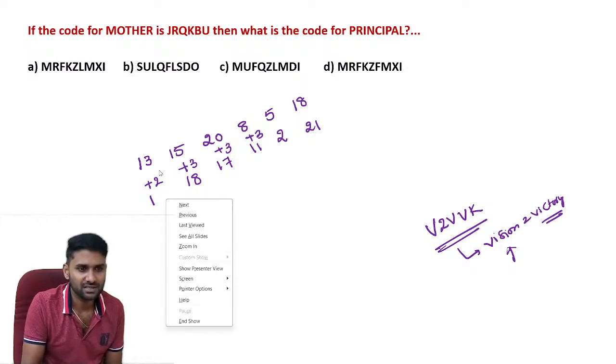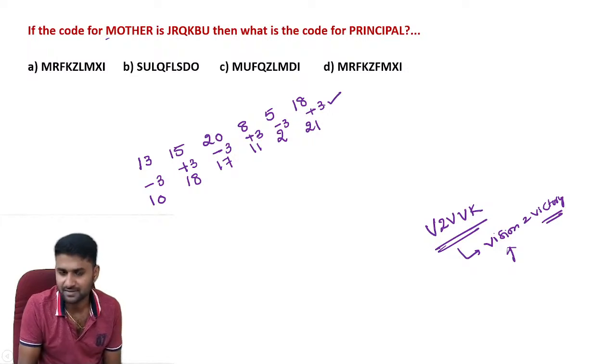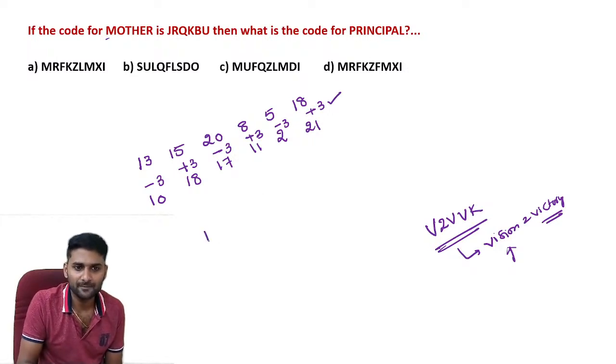Guys, give me a second. This is mother, right? M is 13, J is 10. Minus 3, plus 3, minus 3, plus 3, minus 3, plus 3. This is the sequence. Let's go through the principal.